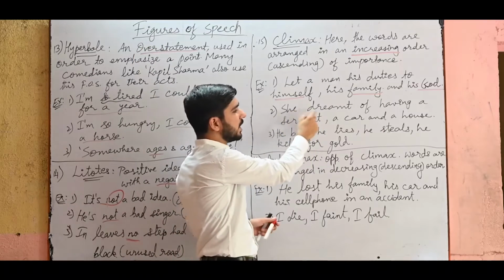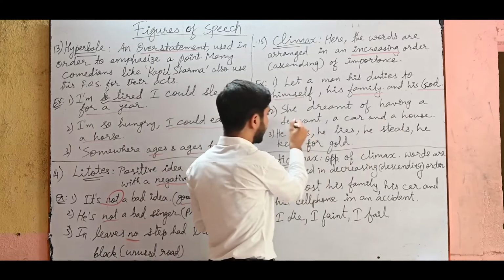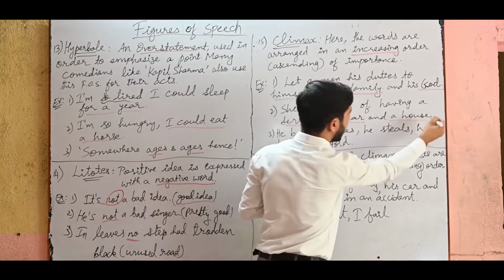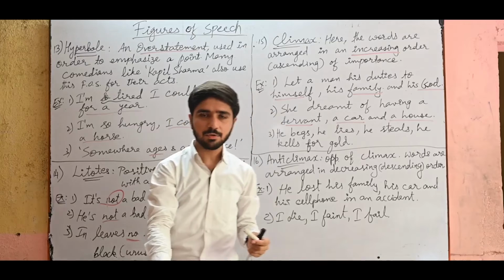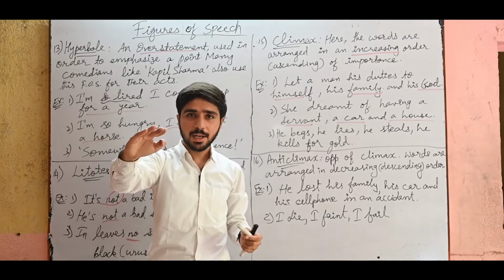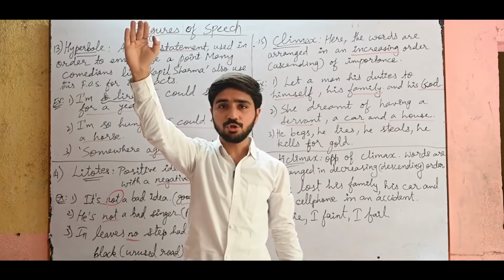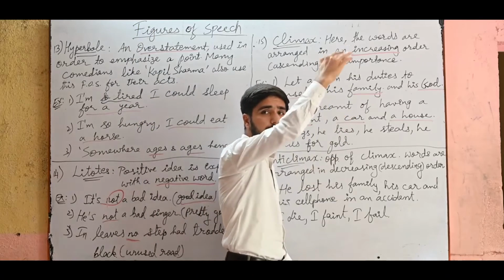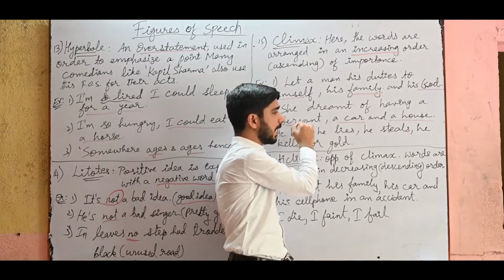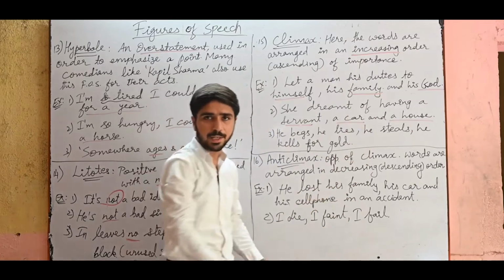Next, she dreamt of having a servant, a car, and a house. So first, what is she dreaming? She dreams of having a servant in her house, then she dreams of having a car, and then finally she dreams of having a house. So increasing order, see, servant, then a car, and then the house. So this is something like big, bigger, and then biggest.